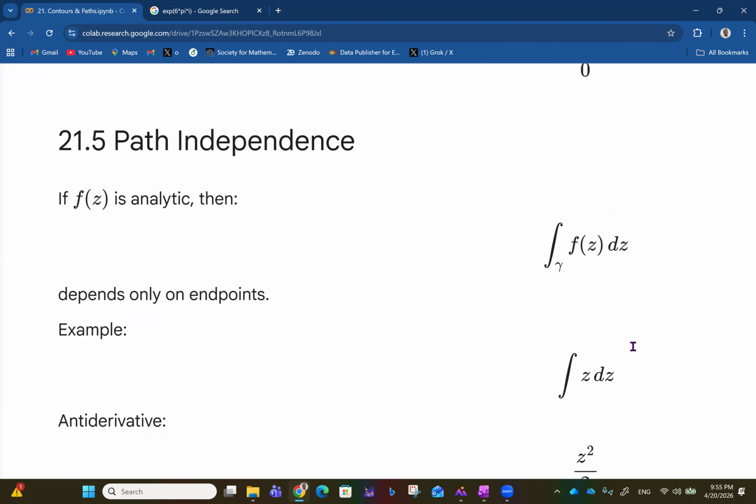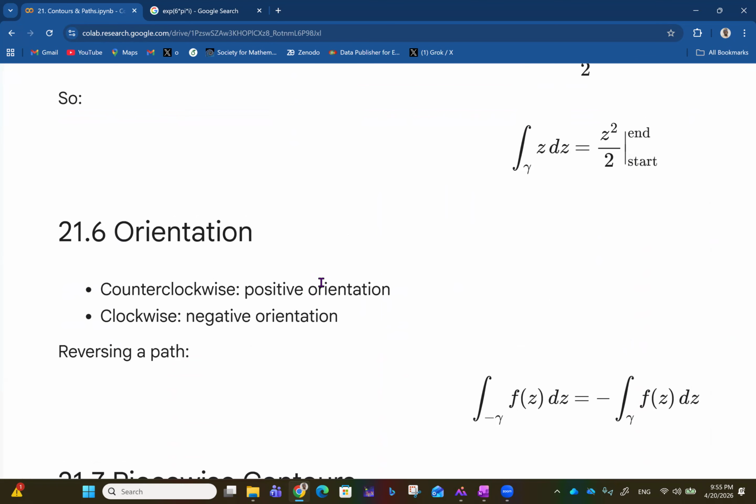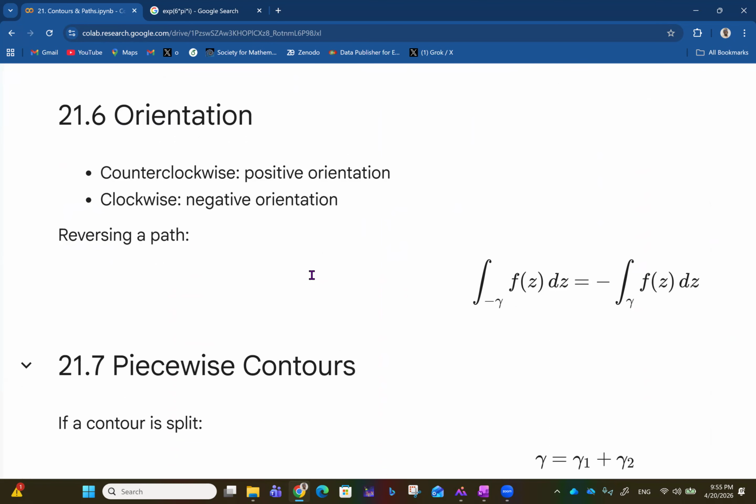Talking about orientation, we have counterclockwise, which is positive orientation, while clockwise is negative orientation. To reverse a path, the integral of f of z dz along minus gamma is the same thing as minus the integral of f of z dz along gamma. So the minus on the path translates to the negative of the integral.